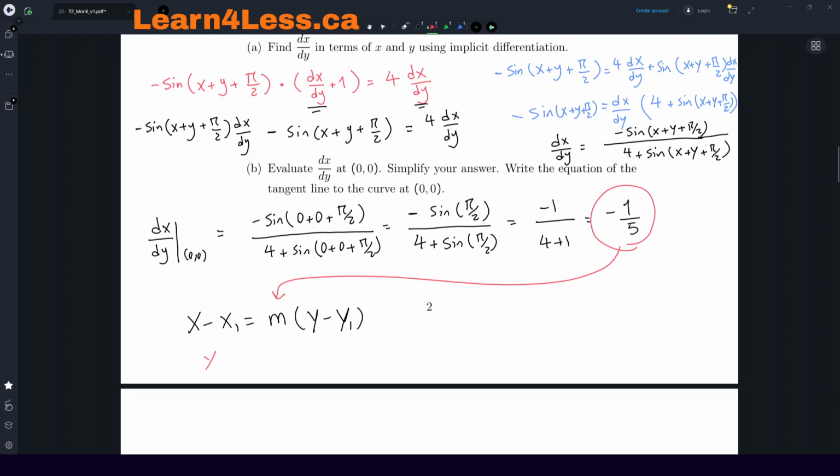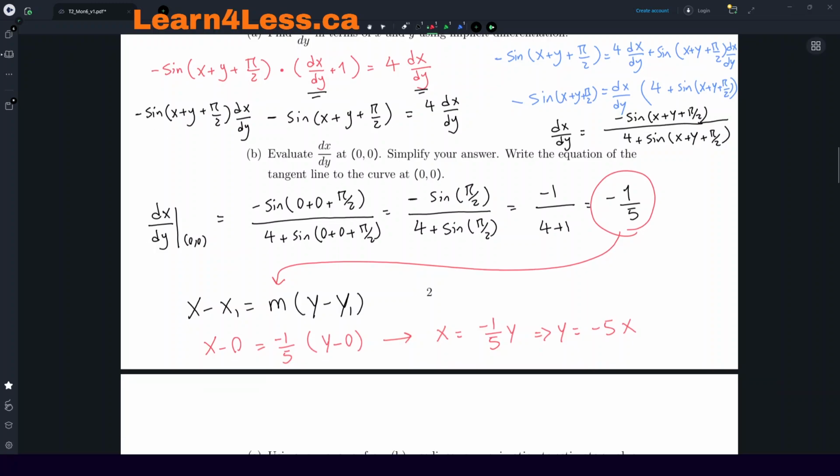So what we have here is x minus x1, tangent line at 0, 0. So the x coordinate is 0, is equal to m, which is now the slope that we found, negative 1 over 5, y minus 0. So x is equal to negative 1 over 5 y. This is already correct. If you want, you can rearrange it. For example, you can say y is equal to negative 5x. Both of them are correct, and both of them are equation of tangent line to that curve at 0, 0.